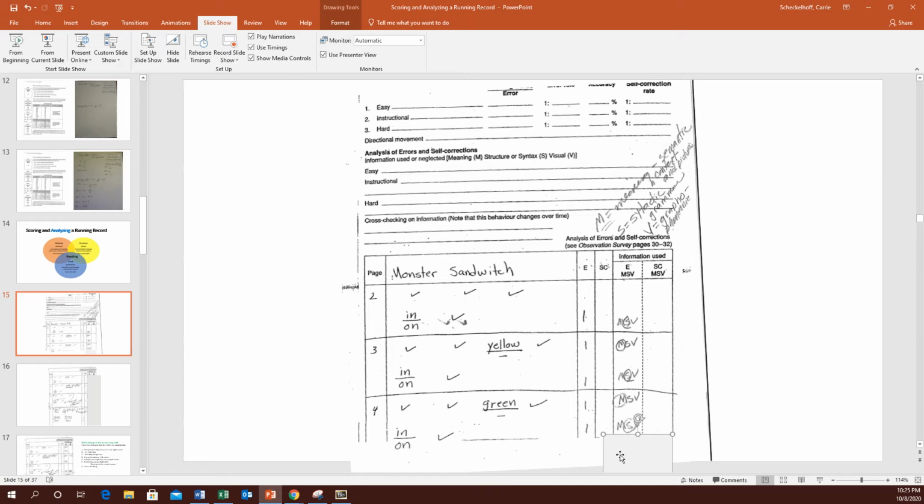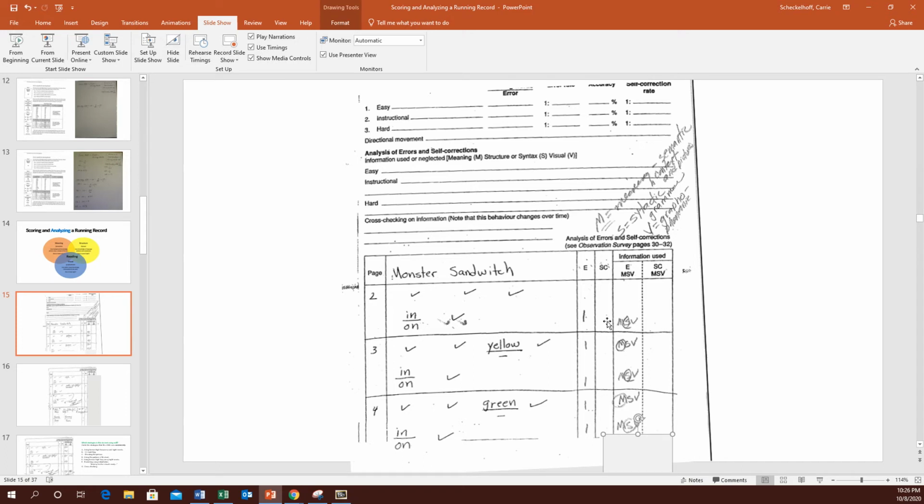What I'd like you to do is go on to page 5 to the end of the book. Pause the video here while you calculate and analyze the MSV for errors. If you find a self-correction, so if you have something on the next page that's marked for a self-correction, you will analyze it as the error. So you'll say, what cueing system was the child paying attention to when they made the error? And then you will also write M, S, and V over here for asking yourself, what new information did the child look at to fix that word up?